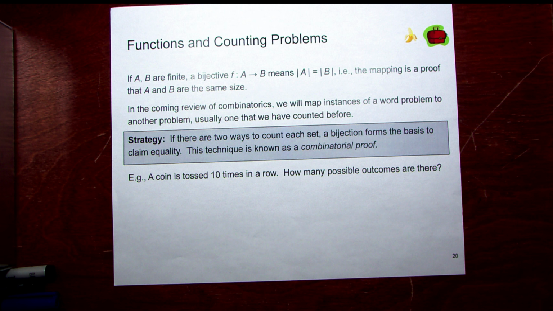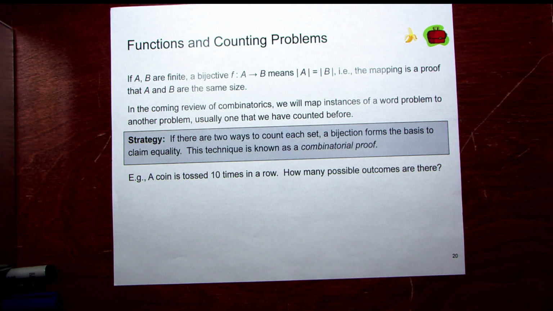We have a coin that is tossed 10 times in a row. How many possible outcomes are there? If you remember, we made a string of H's and T's, and the string was 10 long. So method 1 is to count the head-tail sequences of length 10. We did that. There were 2 times 2 times 2 times 2, a permutation with replacement. We got 2 to the 10 ways, and we used that as our denominator. That's not where I want to go with this.